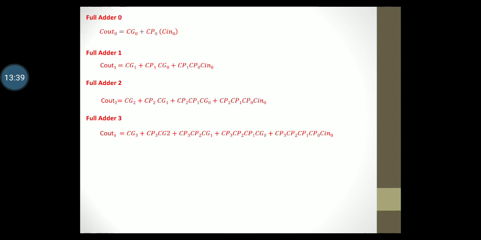If you observe all these equations that we have just calculated, you will notice that the carry out of each full adder stage is dependent only on the initial carry, that is Cin 0. And note that each of the CG and CP functions can be expressed in terms of inputs A and B. All of the output carries are immediately available and there is no need to wait for a carry to ripple through all of the stages to get to the final answer.